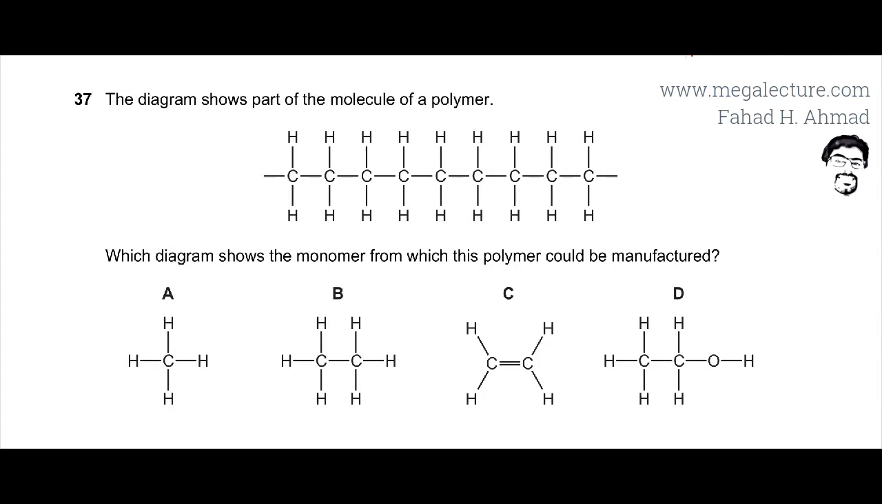The following question reads: the diagram shows part of a molecule of a polymer. Which diagram shows the monomer from which this polymer could be manufactured? Now, it's a polymer, and it's a product of addition polymerization. So the only option that you're going to be left with is this one, and I'm going to show you how you can get this polymer from this molecule of ethene.